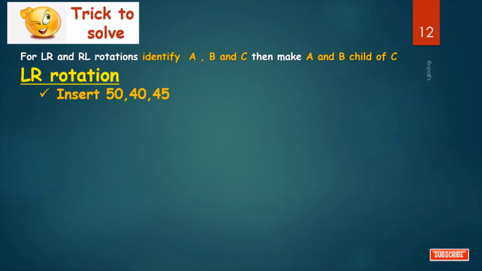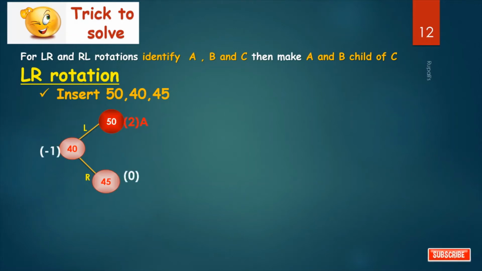LR rotation. See, I want to insert these nodes: 50, balance factor is 0, then 40. On the left side the balance factor for 40 is 0 and for 50 it is 1. Then 45, balance factors are 0, -1 and 2. So you have to give one LR rotation. Sometimes LR or RL rotation is called double rotation. So here you have to identify A, B and C, then make A and B children of C.